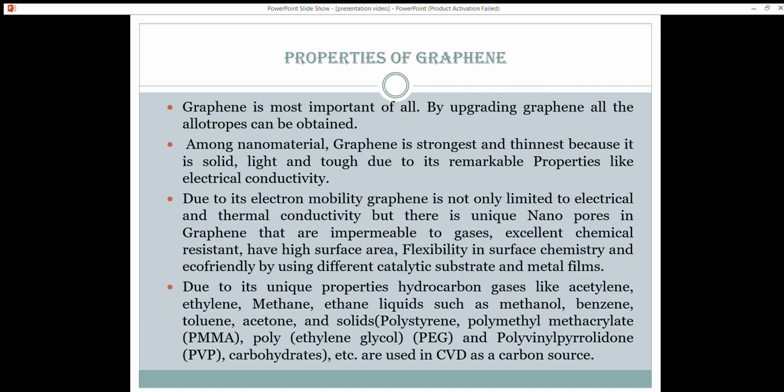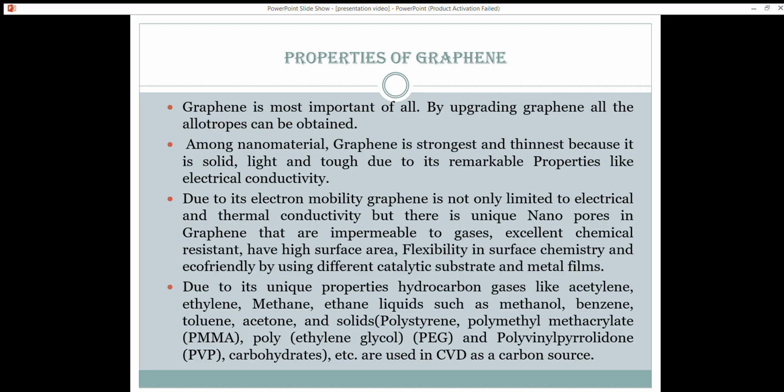Electrons have no difficulty moving across the valence and conductive band. They can move freely anytime from valence to conductive band. So due to its electron mobility, graphene is not only limited to electrical and thermal conductivity, but there are unique nanopores in graphene that are impermeable to gases, excellent chemical resistance, and high surface area.